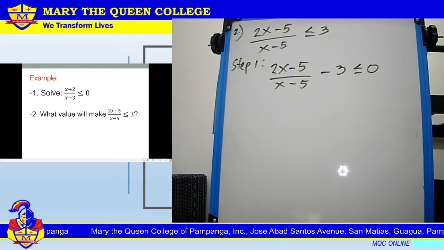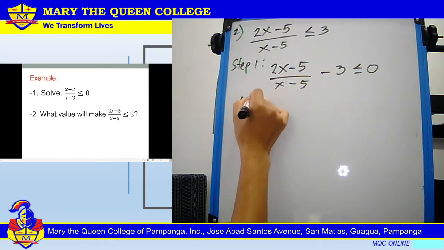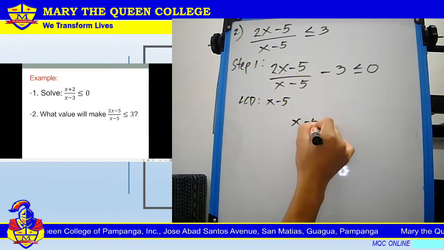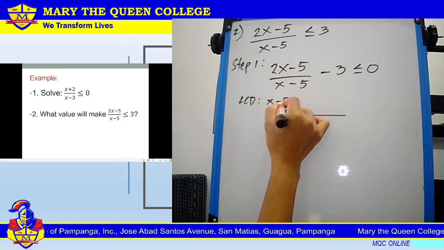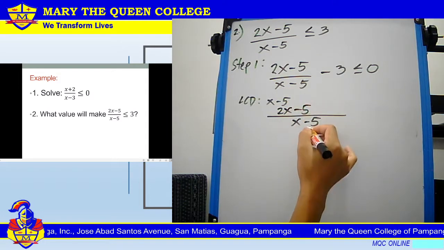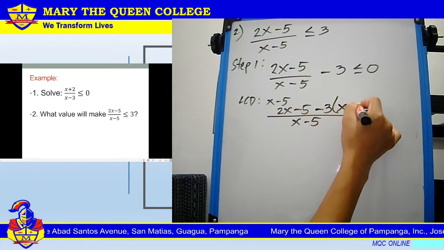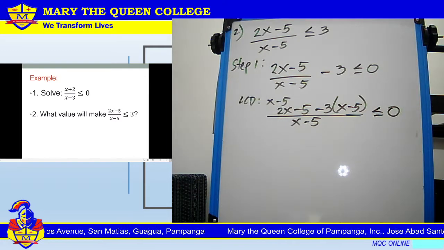And then from here, we get their least common denominator, which is x minus 5. So we have x minus 5 as the denominator, divided by this one, then we multiply to the numerator. So we have 2x minus 5, and then minus 3 times x minus 5, is less than or equal to 0.